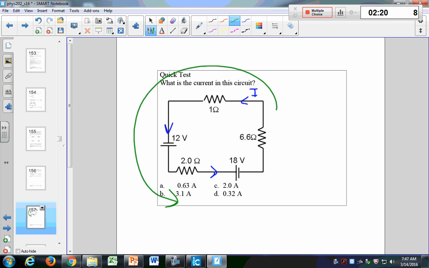So you want to write the loop rule for this. The sum of the potentials equals 0. I get negative IR plus 12, negative IR minus 18, negative IR. All of those have the same current because there are no junctions, so the current doesn't split up. So what is that current? Go ahead and try to figure out that current.